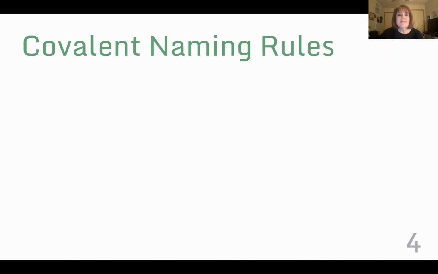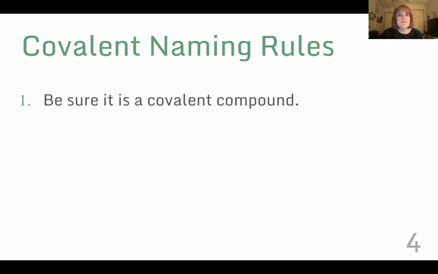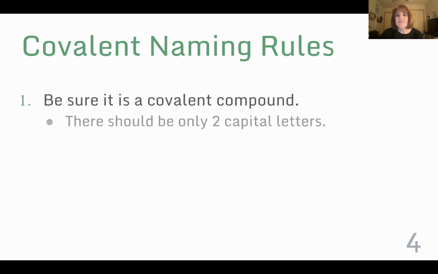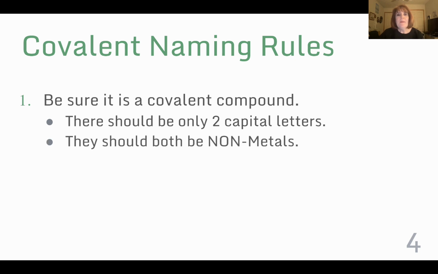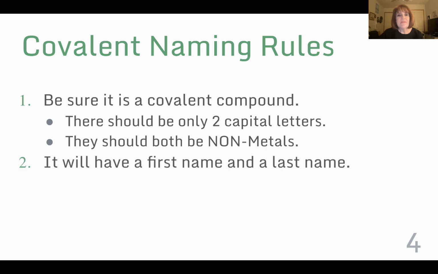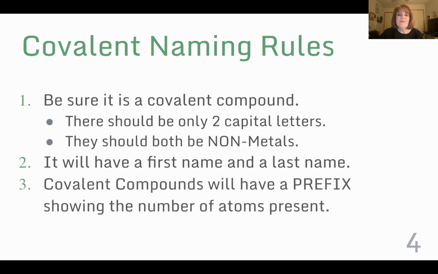So let's look at the covalent naming rules. One, you have to be sure that you have a covalent compound. It's only going to have two capital letters, but some ionics only have two capital letters too. But both of these elements that are in this compound are going to be non-metals. That's how you know you have a covalent compound. It will have a first name and a last name, just like your ionic compounds do, but covalent compounds use prefixes to show the number of atoms present. Remember, when we bonded them together, we had to tell you how many you were bonding. Now you're going to use that in naming it.